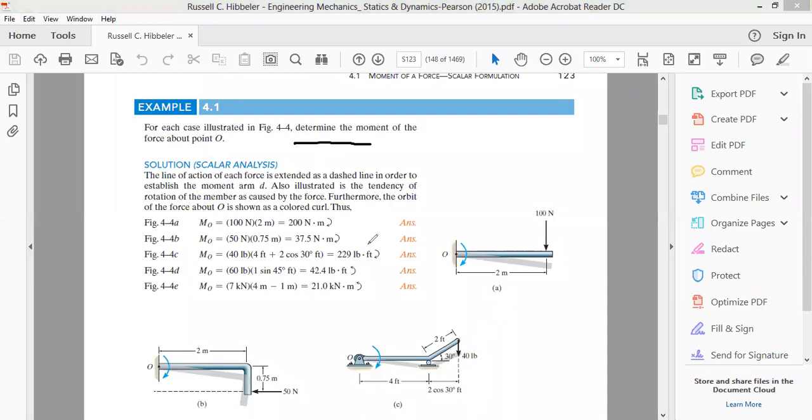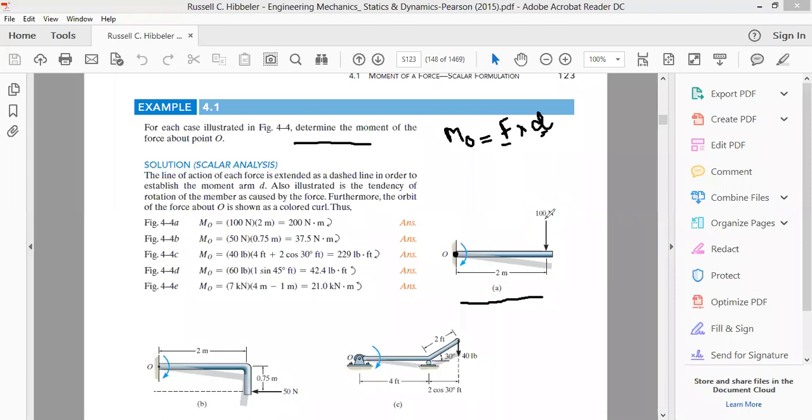In all the cases, a force has been applied, and we have to find how much is the moment of this force about point O. Whenever we have to find the moment about any point, we should first find the force and multiply it with the perpendicular distance between the line of action of the force and the axis about which we are measuring the moment. For example, in case A, we measure the moment about point O, so the axis will be passing through point O.